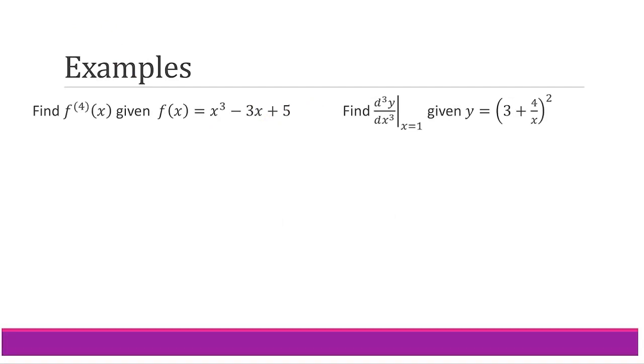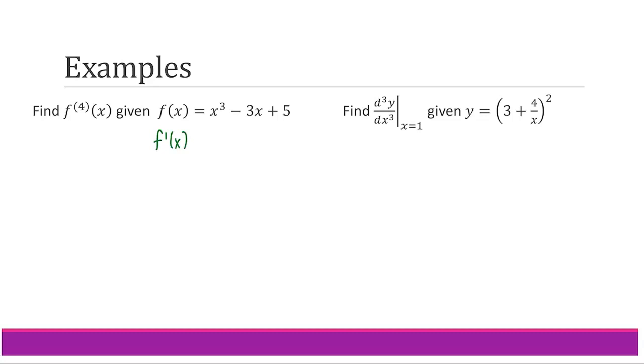Let's do some examples of higher derivatives now. So here, this is the 4th derivative of f with respect to x. Given f of x is x cubed minus 3x plus 5. This is set up perfectly to apply the power rule right away. I have terms added or subtracted, and then with a variable in the base and a number in the exponent. So we will start with the first derivative.